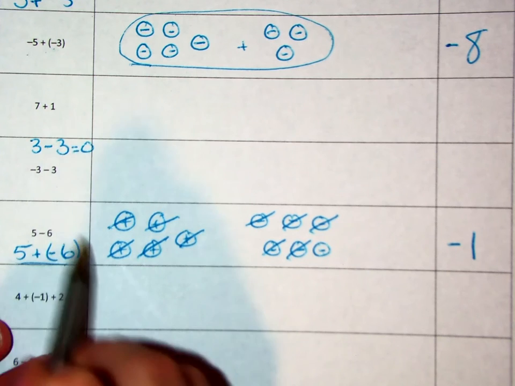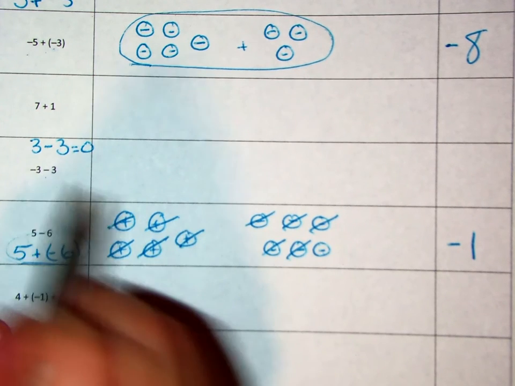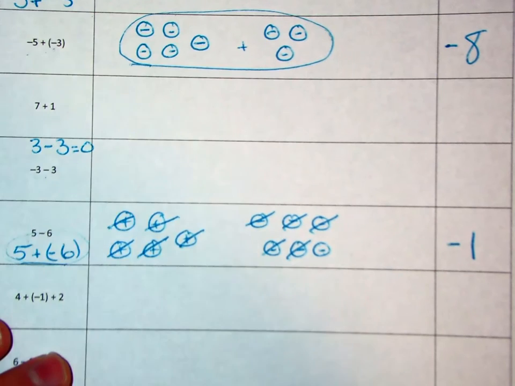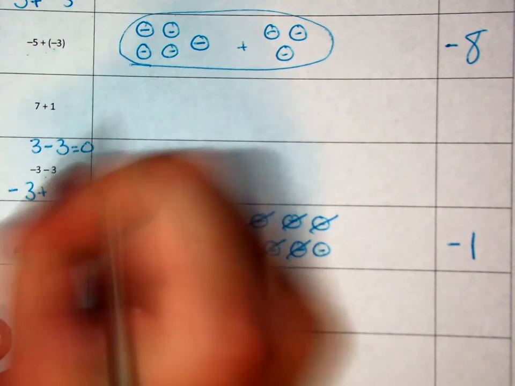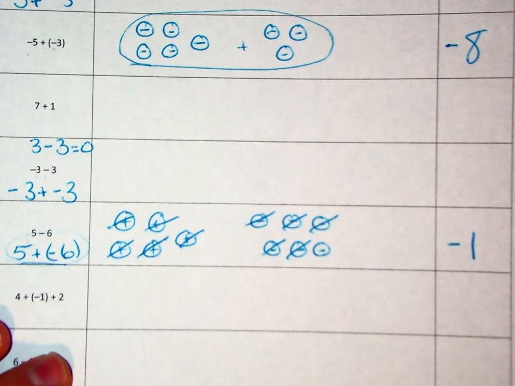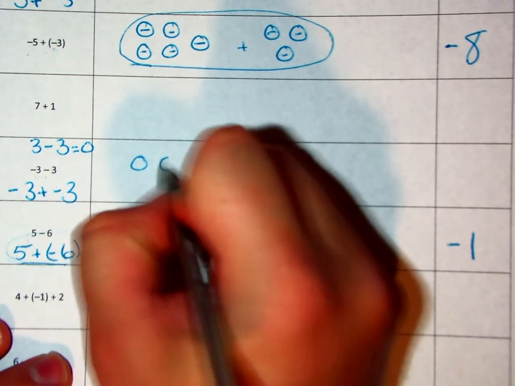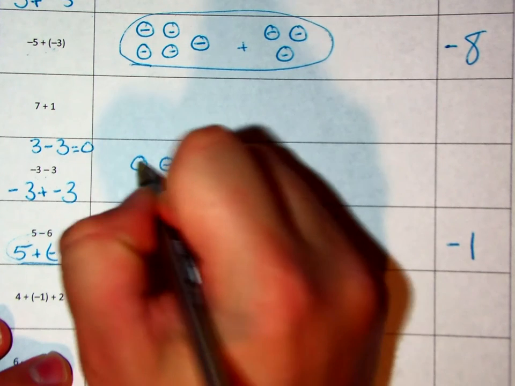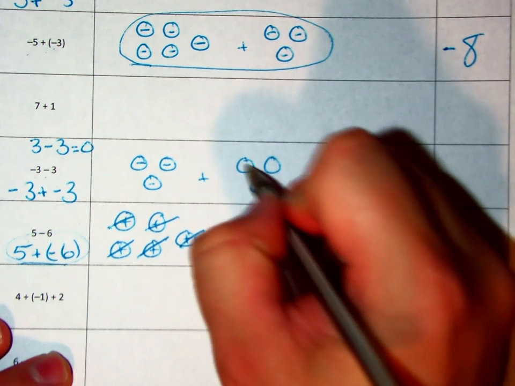which is why it's been very important to try to rewrite the problem so that we realize that this is a -3 being added to a -3. So I'll rewrite this problem as -3 plus -3. Then it becomes much clearer that we're dealing with 3 negative chips being added to 3 more negative chips.